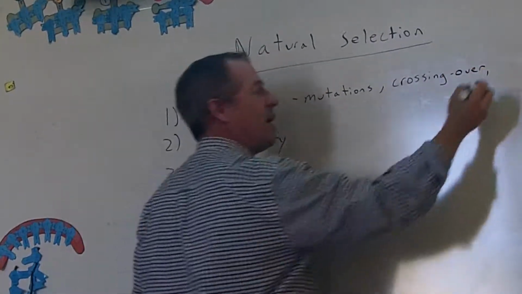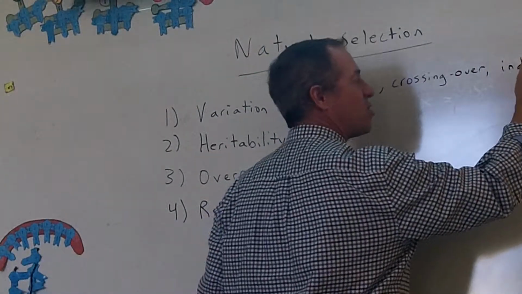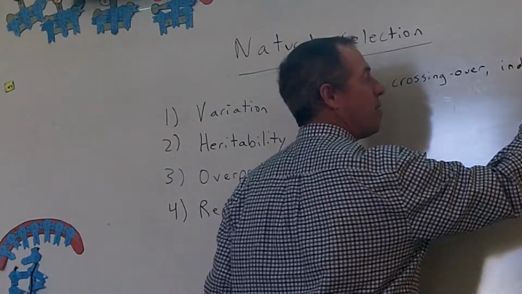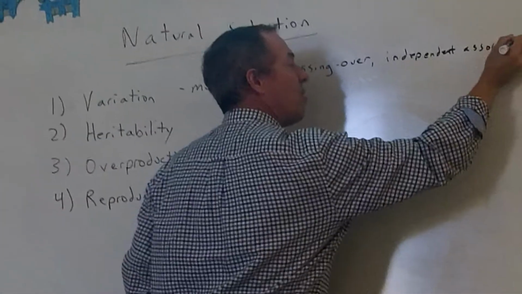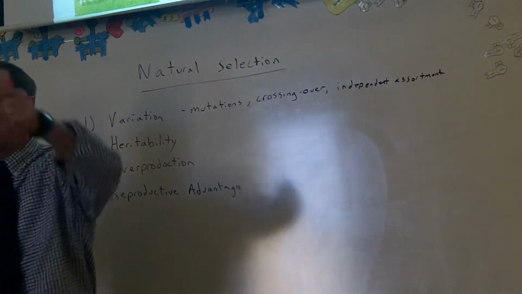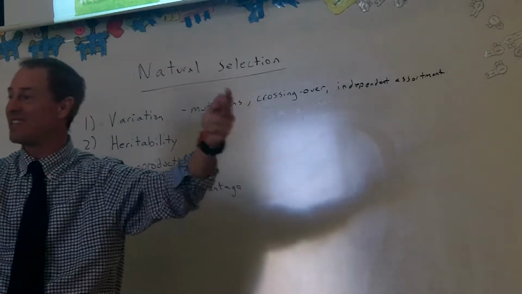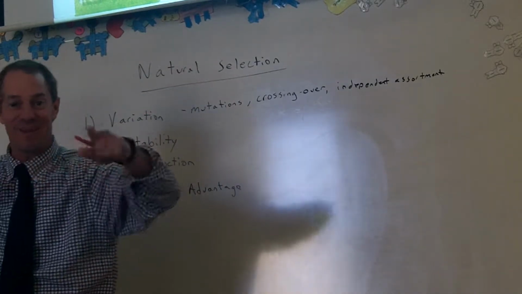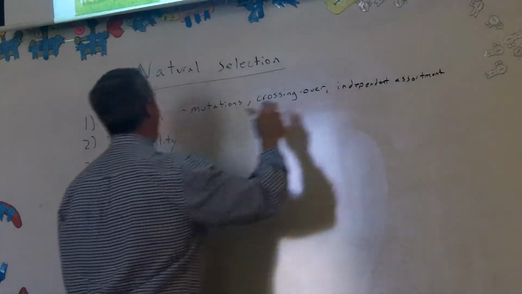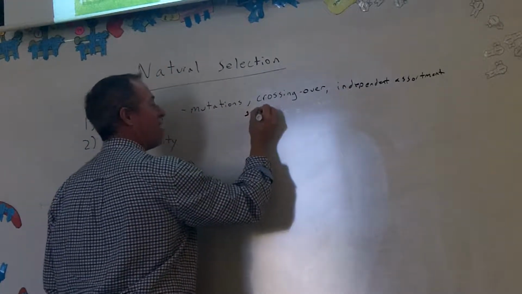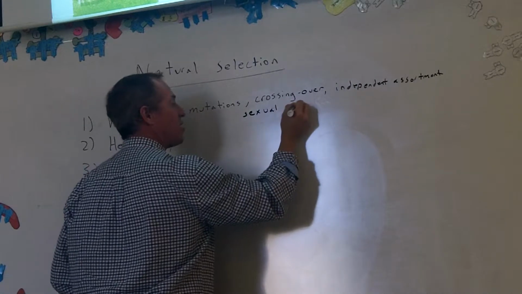And something that we call independent assortment. Remember that? When the chromosomes all lined up, and you could go all greens on one side and all whites on the other. Remember that? Or you could cross them up and go 2 greens and a white to 2 whites and a green. Y'all remember that? Yeah? That's independent assortment. And finally, your favorite, sexual reproduction.